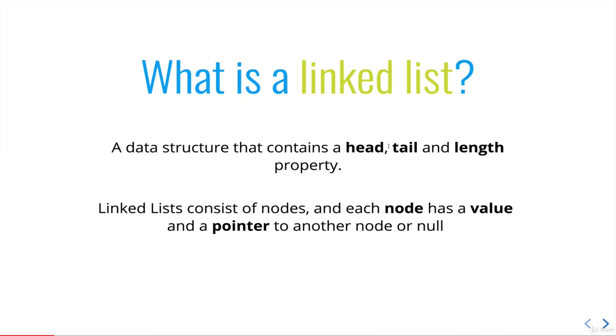And then there are three properties we keep track of. The head is the beginning of the linked list. The tail is the end. So we don't keep track of every single item in the middle. We just keep track of the head. And from the head, we can figure out the next one. And from there, we can figure out the next one all the way until the end. And then also we keep track of the length to make things easier.